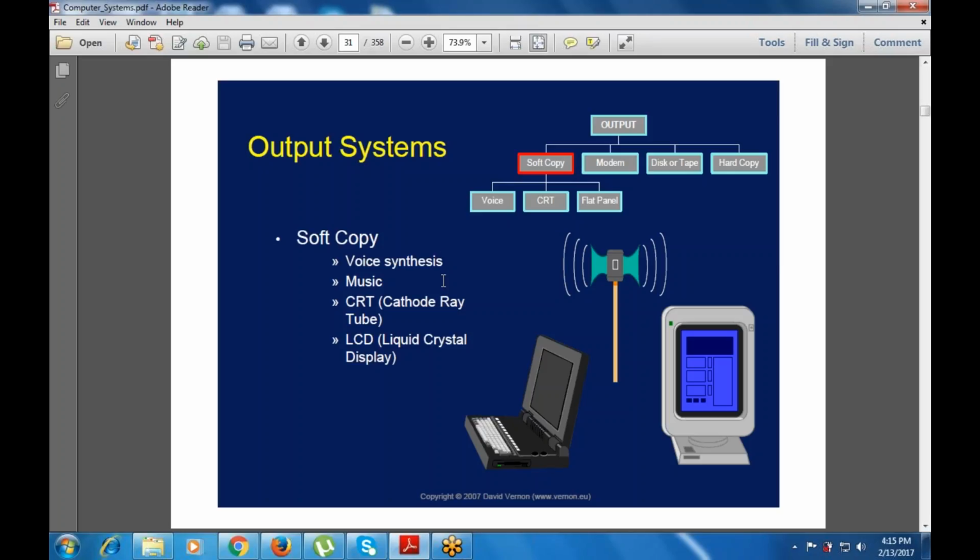So this soft copy is divided into multiple parts. Voice synthesis means how the voice will be modulated, how the voice will be circulated. Then music, how the music will be stored, how music will be activated. Then CRT, that is a cathode ray tube. Then LCD, liquid crystal display. So the CRT display will be used, then the liquid crystal display will be used for the output system.